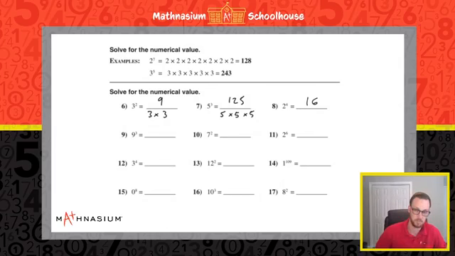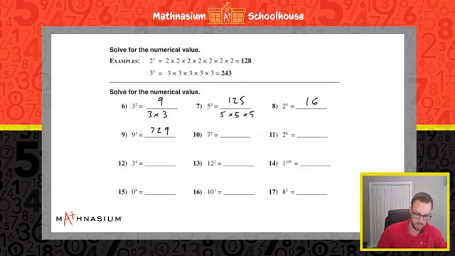Number 9. 9 to the 3rd. 9 times 9 is 81. What do we think 81 times 9 is? Feel free to write that down in the margins if you need to. But I can go ahead and tell you the answer is 729.